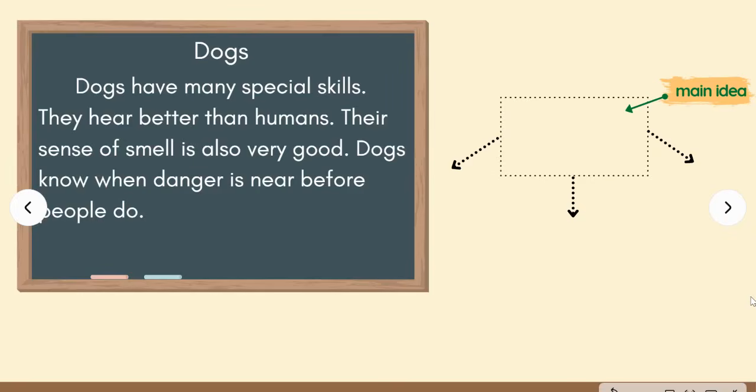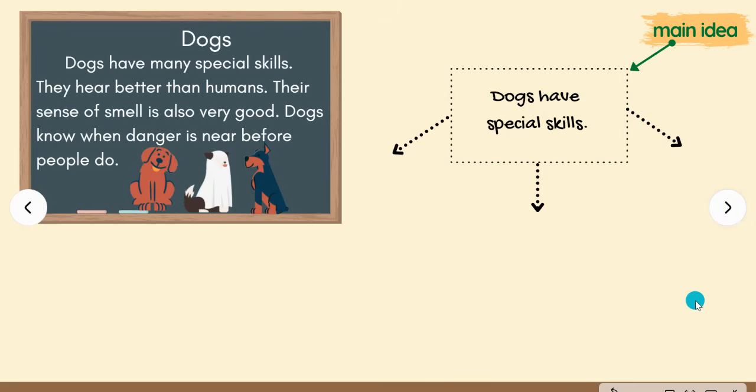Great job! Now that we know the main idea, let's use a graphic organizer again to help us organize our main idea and details of this passage. The main idea is that dogs have special skills. Now let's fill out this graphic organizer with the details from this passage. Think about the different examples that show that dogs have special skills.